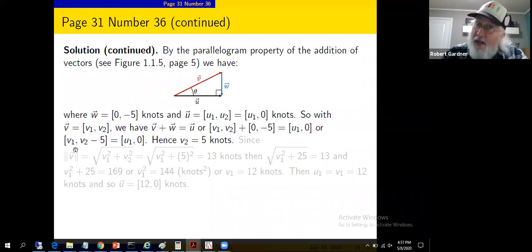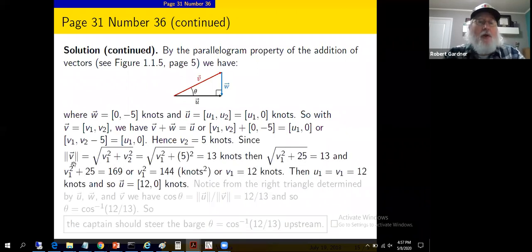Well, I knew vector v had magnitude 13 knots. The norm of v, the square root of v1 squared plus v2 squared. That's the reason it's in this section and not in earlier sections, because it involves norms. v1 squared plus, well, we know v2 is 5. So we get v1 squared plus 5 squared equals 13 squared. The units throughout are knots, not that that matters so much, as long as it's the same units throughout. I don't want unit conversion. So we get v1 squared plus 25 equals 169.